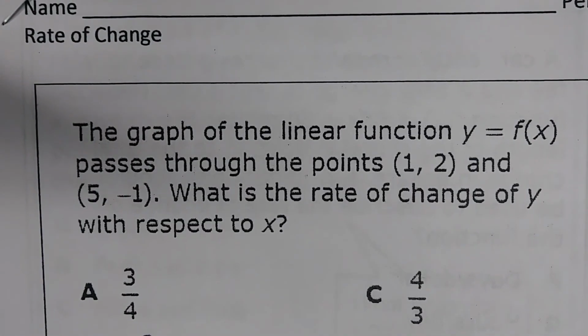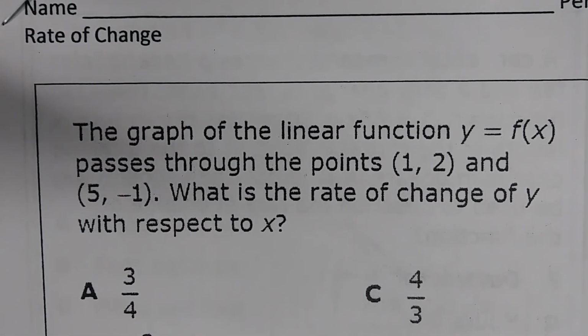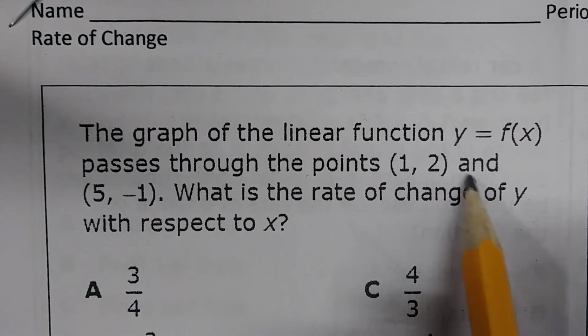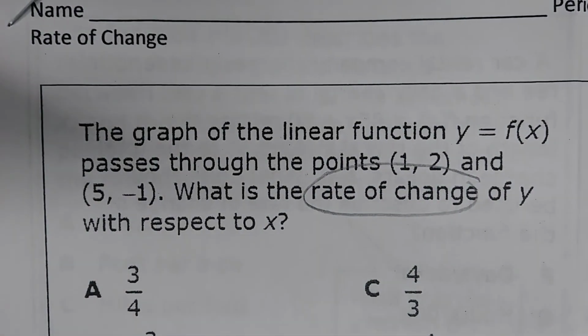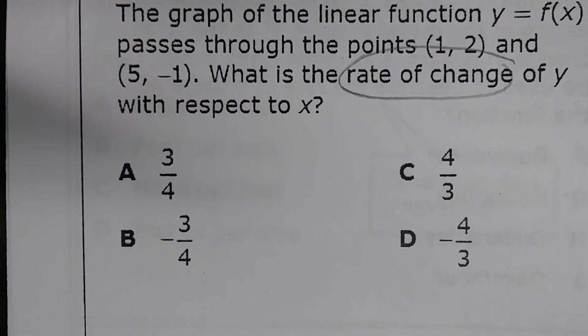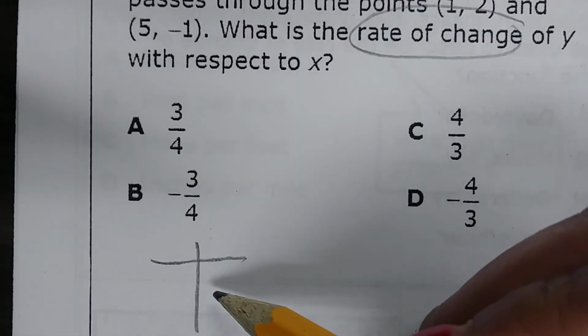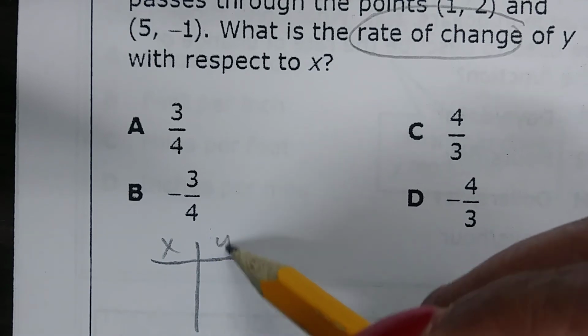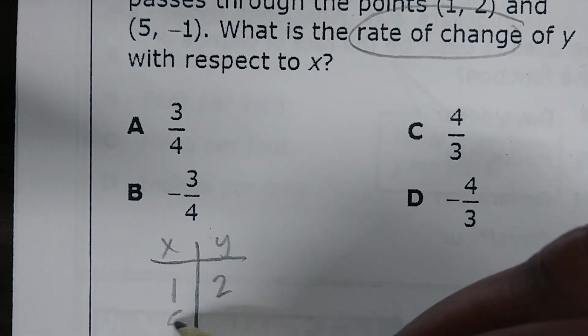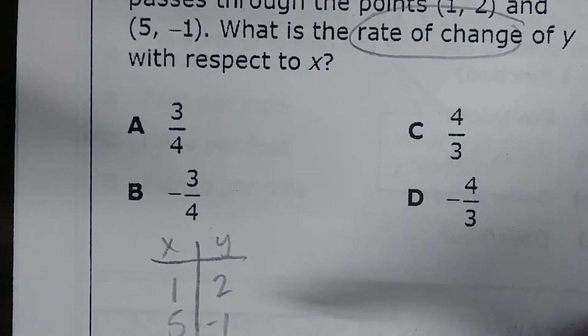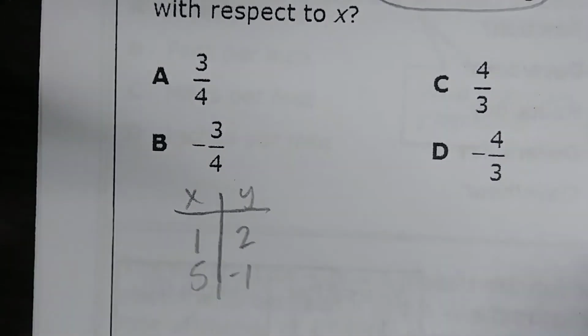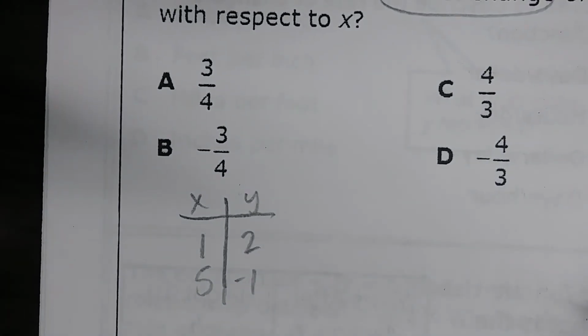Okay, problem number 1. I'm given 2 points and I want the rate of change. That means we want the slope. So what do we do? Let's watch. I can create a table. Now I need to find the change in y over the change in x.